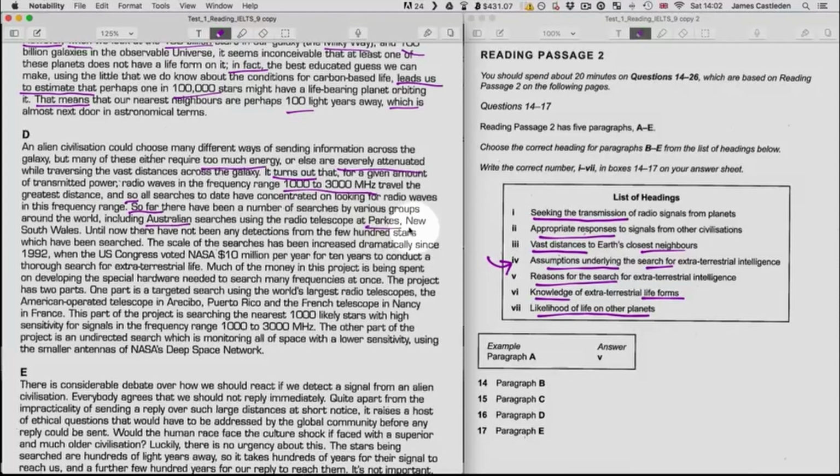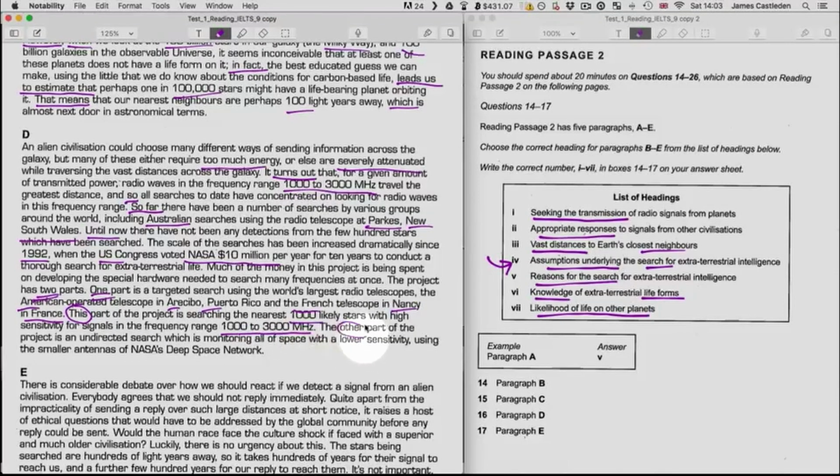Australian parks, New South Wales, until now. 1992, US Congress voted us $10 million. Much of the money has been. Project has two parts. Be careful of these. One part, American operator, Puerto Rico, French, Capenols, France. This part very important. Such in there is 1,000 stars with that range.